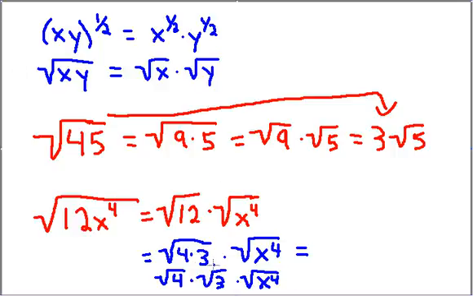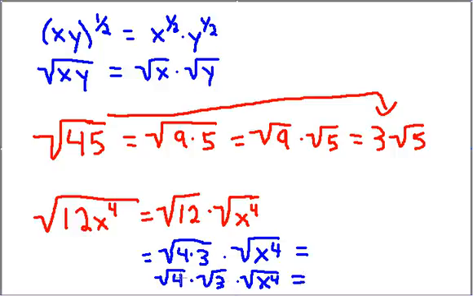So what I've done now is I've rewritten, starting again, radical 12x to the 4th. We broke that into radical 12 times radical x to the 4th. We took our radical 12 and rewrote it as radical 4 times 3. We leave our x to the 4th alone. It's already a square. Then we took our radical 4 times 3 and broke it into parts: radical 4 times radical 3, then times radical x to the 4th.